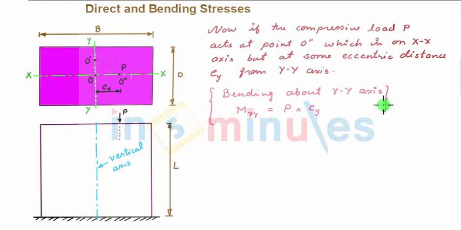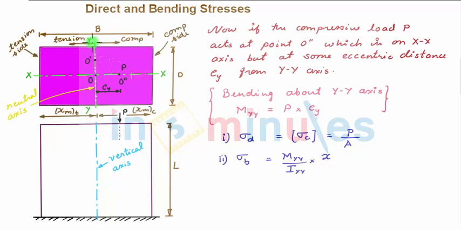So on similar lines, the stresses developed due to this load P will be first your direct stress, which will again be your compressive stress sigma C, which is P by A. Second, your bending stress sigma B, which will be given by MYY upon IYY into X. Now due to bending of the column about your centroidal YY axis, your centroidal YY axis becomes a neutral axis.